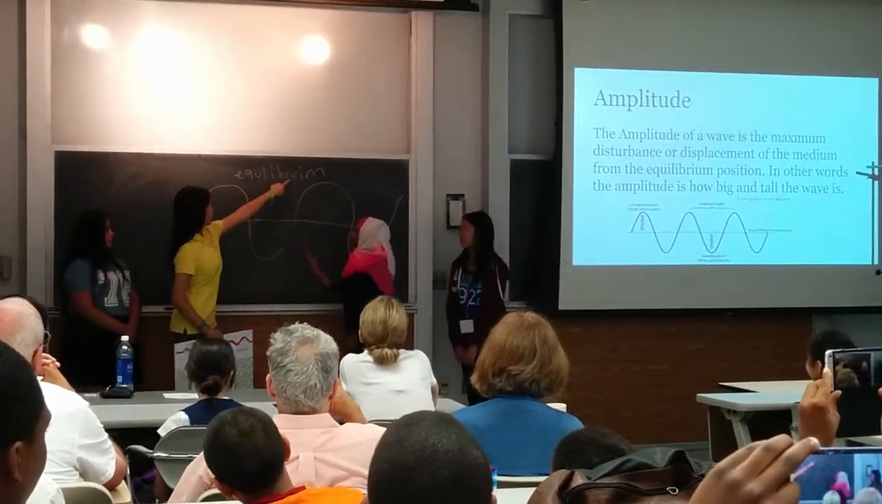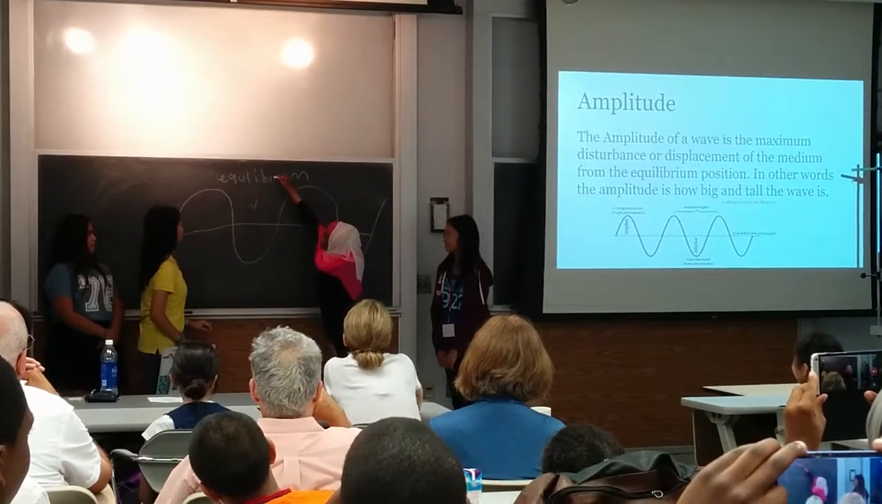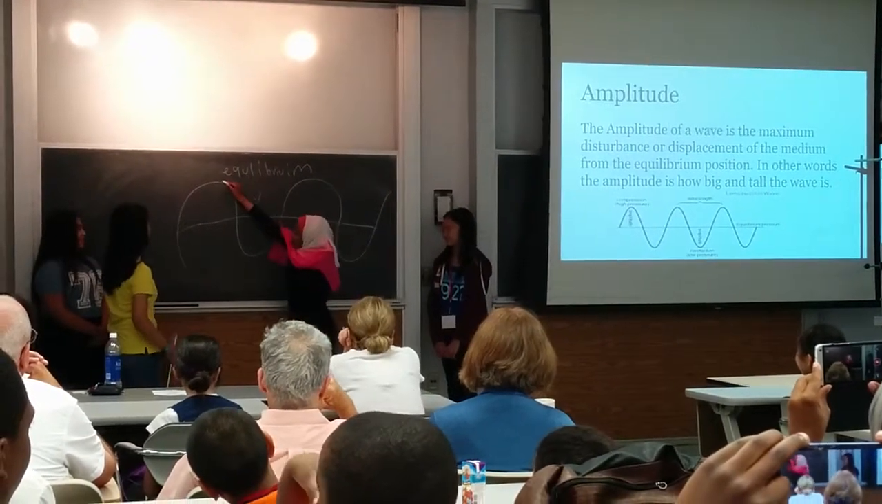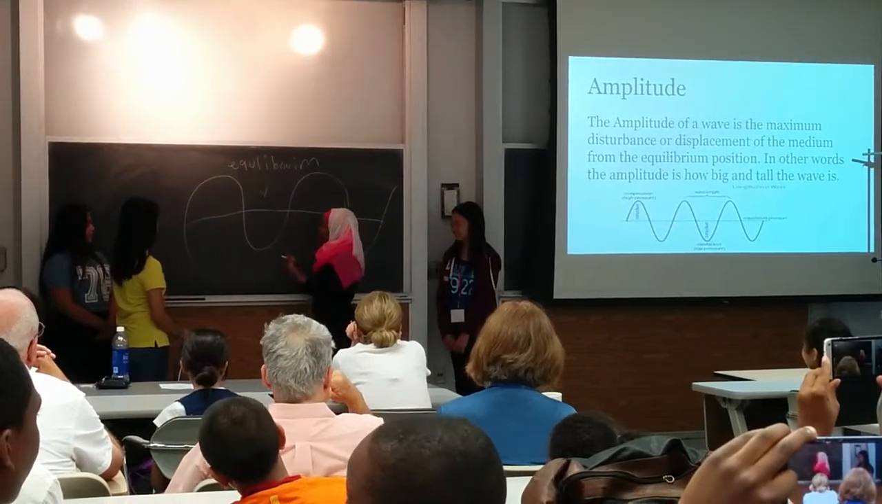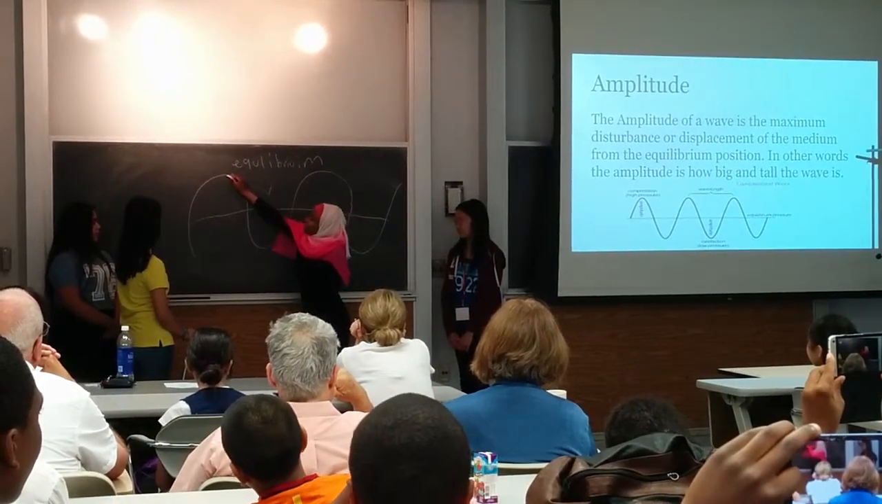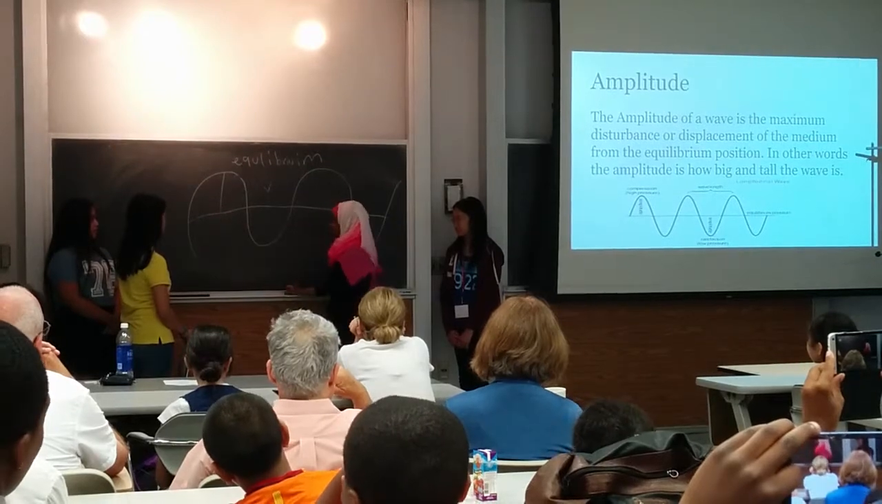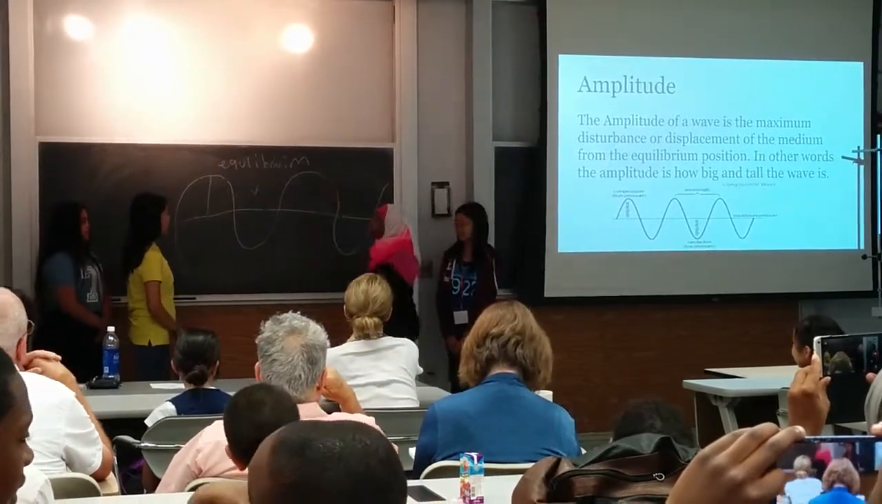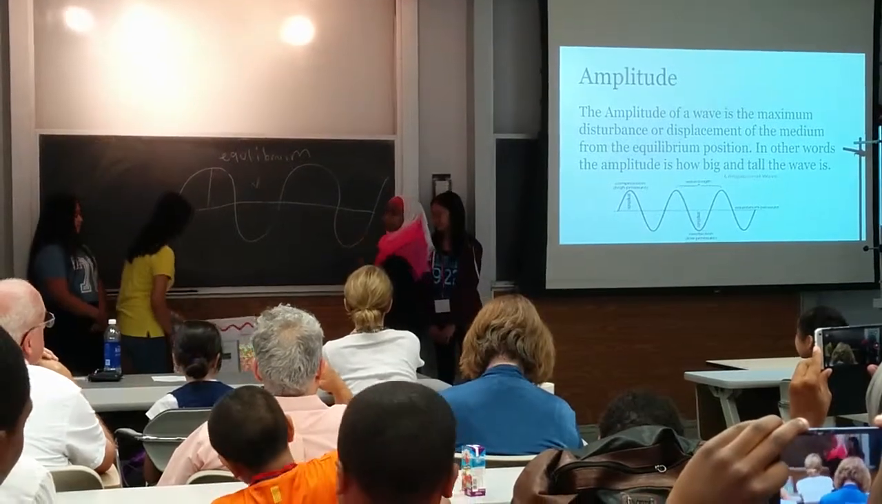This is the equilibrium position, this is the crest, and this is the trough. And amplitude is right here. That's what the amplitude is. It's how big and tall the wave is.